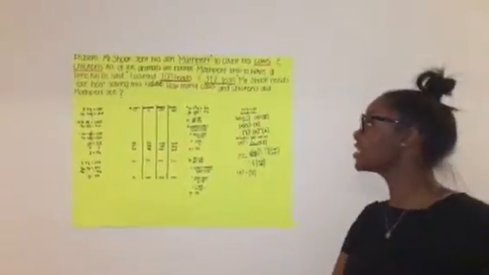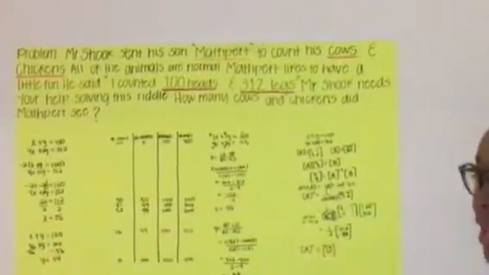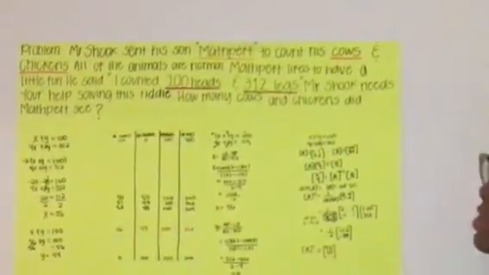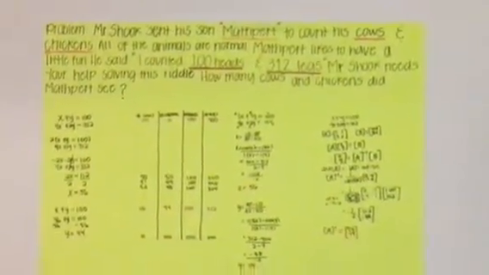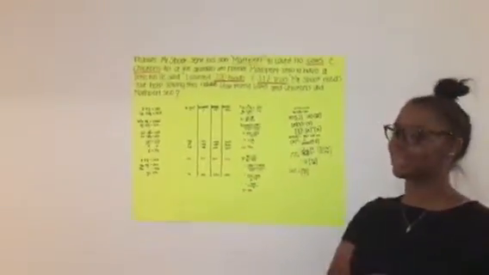Mr. Shook sent his son Mathbert to count his cows and chickens. All of the animals are normal, which means they got one head and some legs. And Mathbert likes to have a little fun. So he said, I counted 100 heads and 312 legs. Mr. Shook needs your help solving this riddle. How many cows and chickens did Mathbert see?